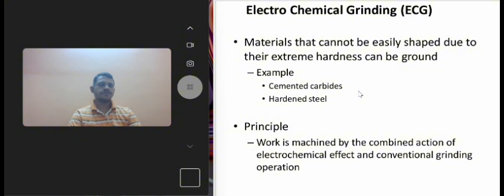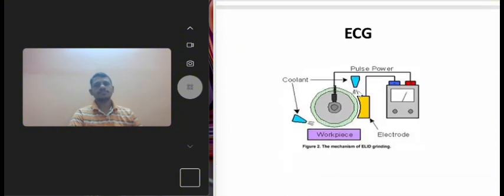Construction of the ECG process. The schematic arrangement of the electrochemical grinding process consists of a workpiece, work table, grinding wheel, spindle, DC power supply, electrolyte pump, motor for pump, nozzle, filter for incoming electrolyte, and reservoir for electrolyte.